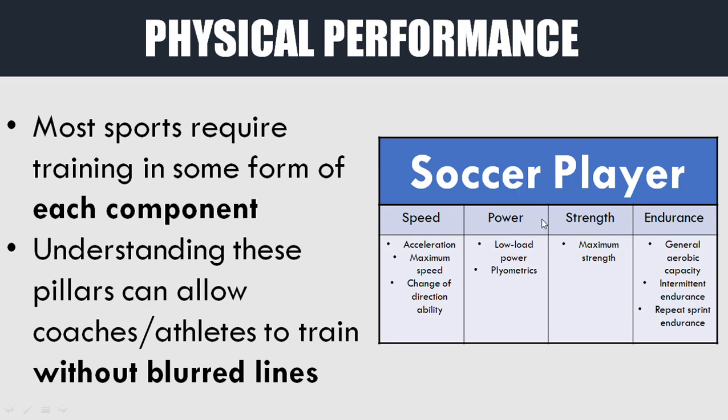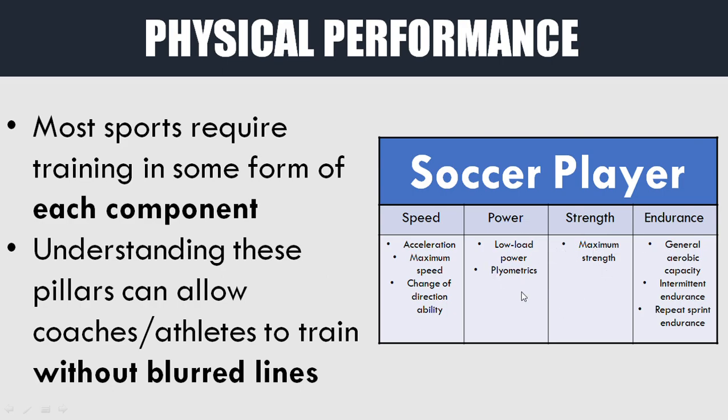So for example, if I've got a soccer player, in terms of speed training, they'll probably need some sort of acceleration, some sort of maximum speed training, and some sort of change of direction ability training. And these are not all created equal. You might have different emphasis on different qualities at different times of the year. But the point is that they all fall under the category of speed training. And same thing with the other categories.